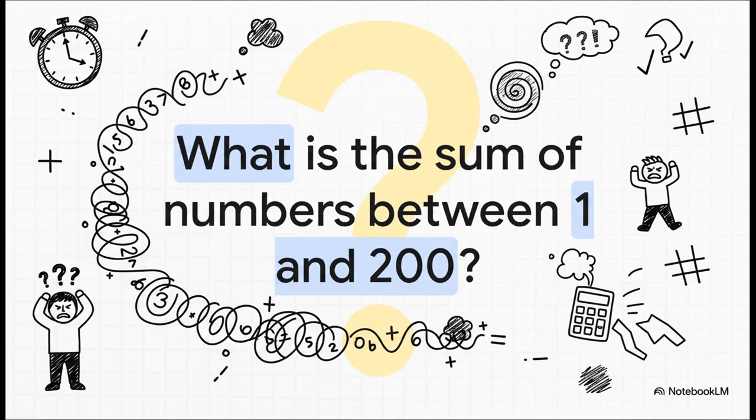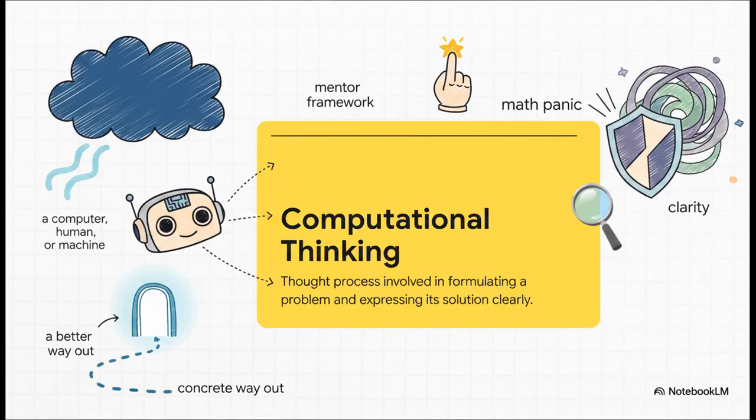Do you go, okay, 1 plus 2 is 3, then add 3 to get 6, then add 4 to get 10, carrying all those numbers in your head while you desperately scramble to remember where you even are? It's completely overwhelming. It's going to take forever, and without a plan, it genuinely feels like an impossible task. Okay, let's take a deep breath and just slow right down. There is a much better way to do this.